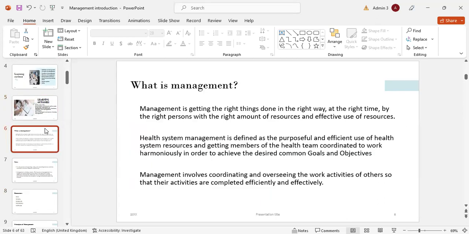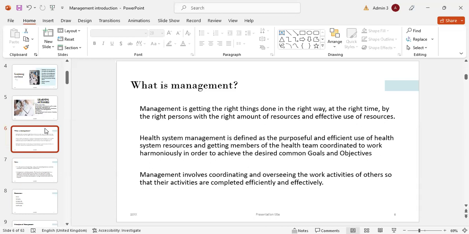What is management? Management is getting the right things done in the right way at the right time by the right person with the right amount of resources and the effective use of resources. Health system management is defined as purposeful and efficient use of health system resources and getting members of the health team coordinated to work harmoniously in order to achieve the desired common goals and objectives.